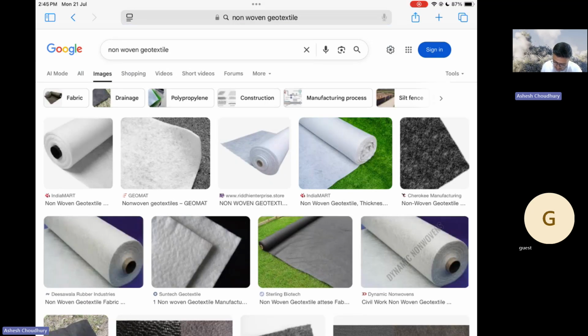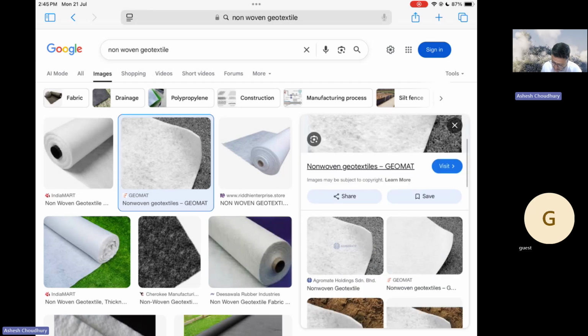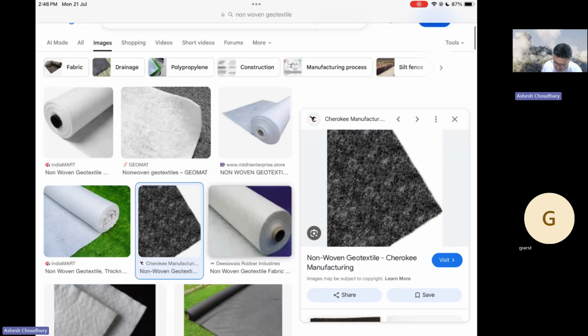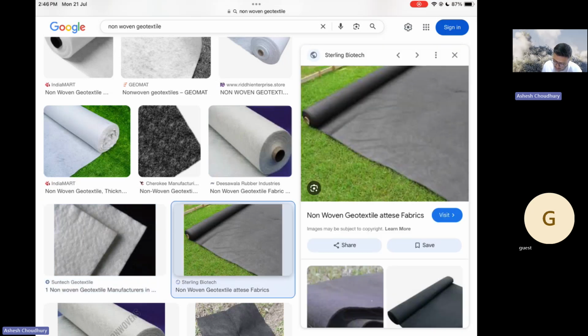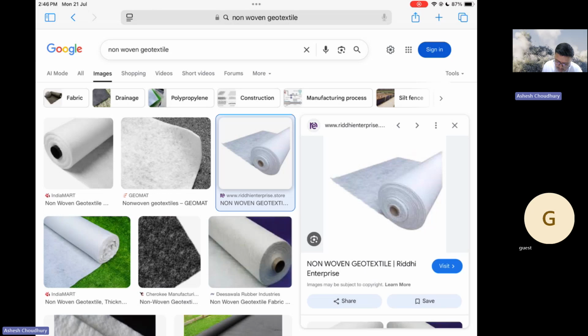Okay, so yes, you're correct. These non-woven geotextiles look something like this. We cannot see a definite weaving pattern or definite thread. If you look very closely, you still cannot see any weaving pattern. So these are the non-woven geotextiles.